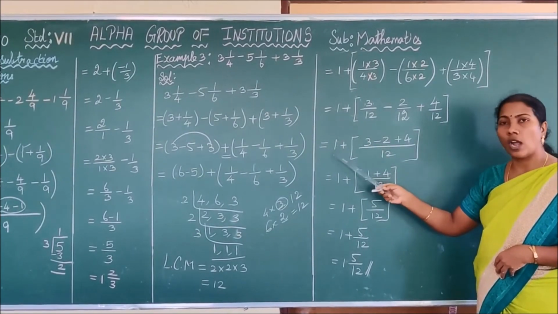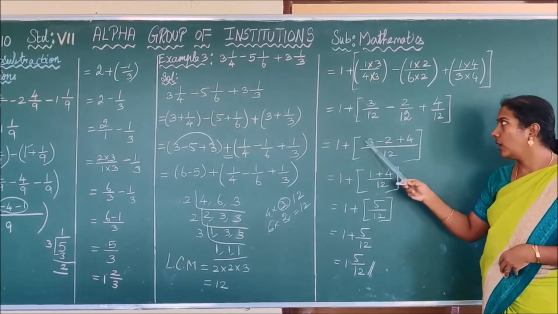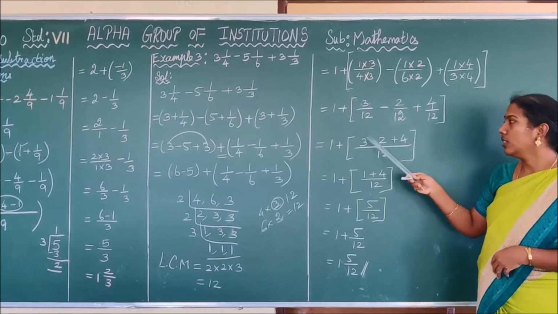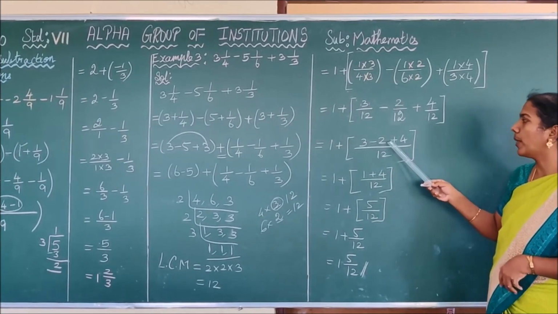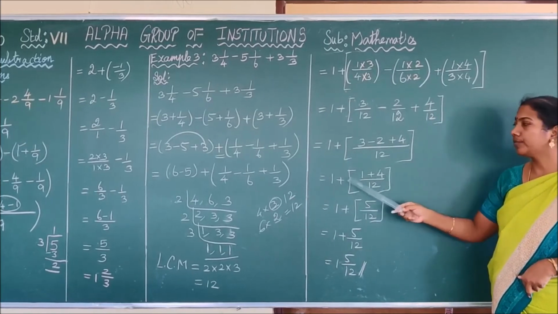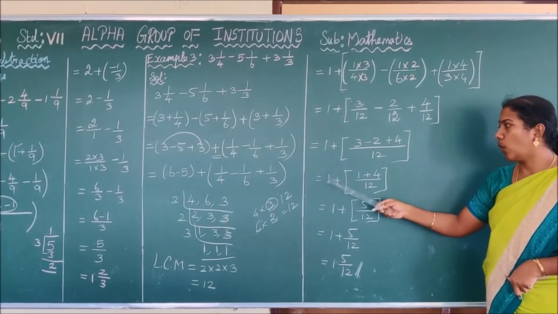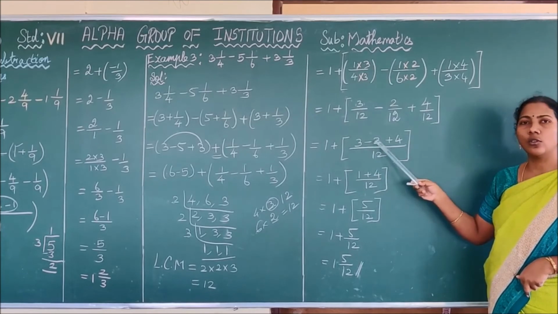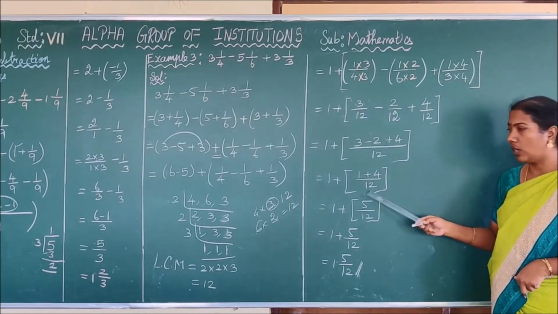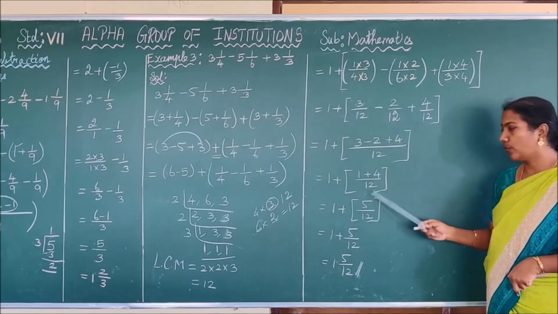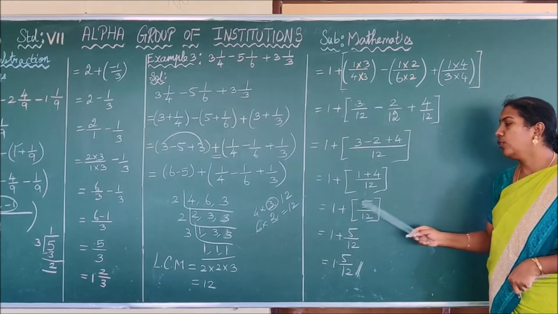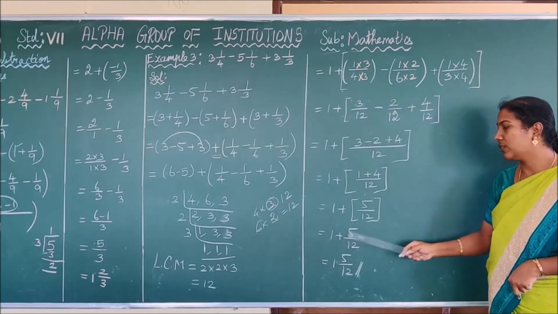Write the whole part 1 plus 3 minus 2. You have to include the symbol also. 3 minus 2 plus 4, whole divided by 12. It's clear, children? In the next step, 1 plus 3 minus 2. What is your answer? 1 plus 4, whole divided by 12. So 1 plus 4 is 5, 5 by 12. So 1 plus, now we are going to remove this bracket. So 1 plus 5 by 12.